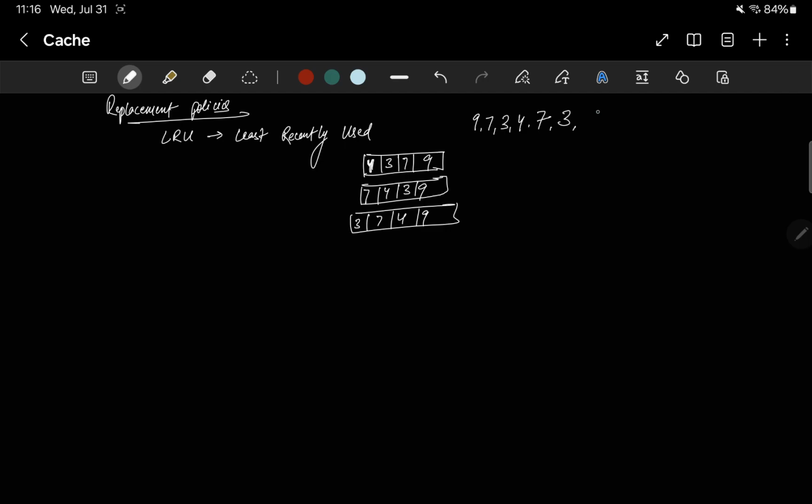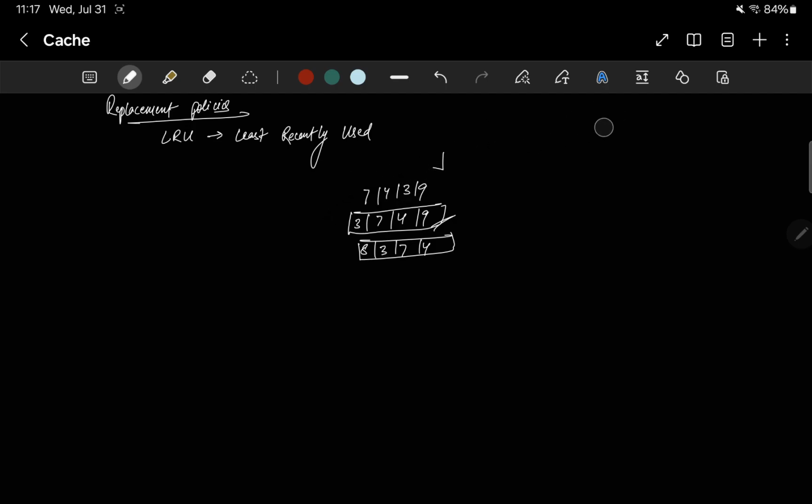Now let's say some new number comes. What is that? 8. It is not present. So where will 8 go? 8 will go in the front because it's the number which has come recently. 3, 7, 4 will shift, and 9 will be replaced because 9 has not been used recently. 9 is the least recently used. 7, 3, and 4 have all been used more recently than 9. That's why when 8 comes and we had to replace something, we replaced 9. So that's all about the least recently used policy.